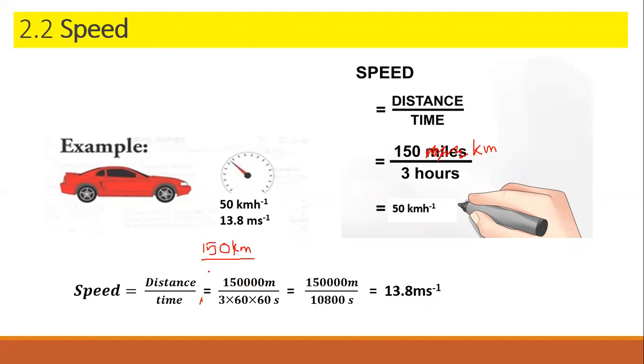And then we have to take 3 hours. Once we convert it into seconds, 1 hour has 60 minutes and 1 minute has 60 seconds. In that way, 3 into 60 and again multiply by 60. So our final calculation is here and our answer is 13.8 meters per second. Did you understand the way to convert the units?